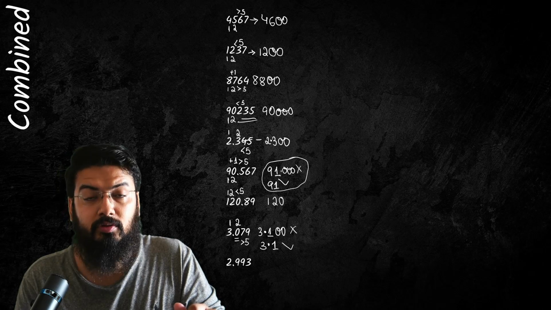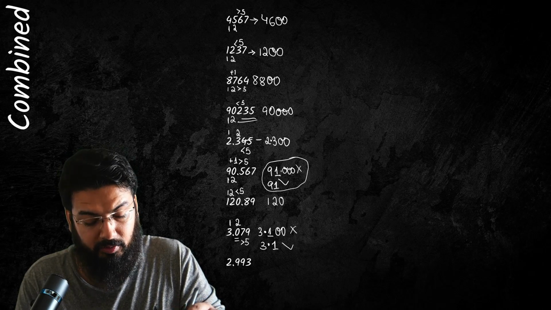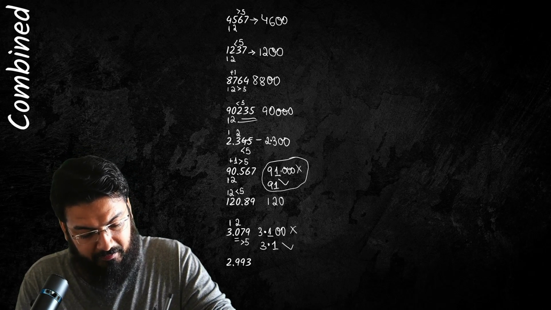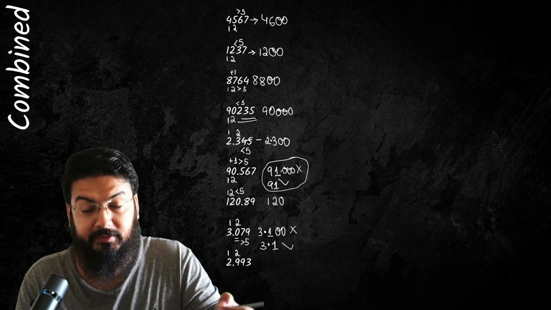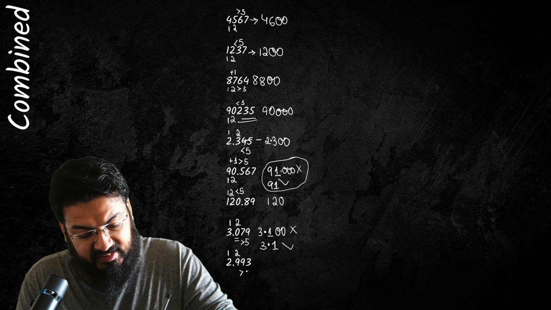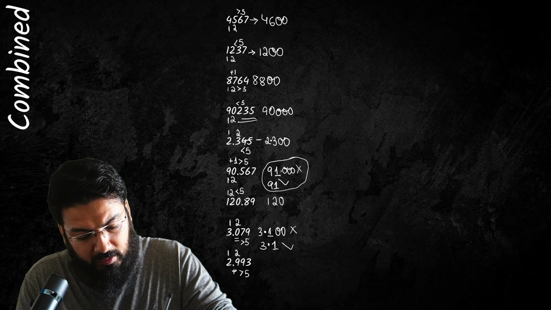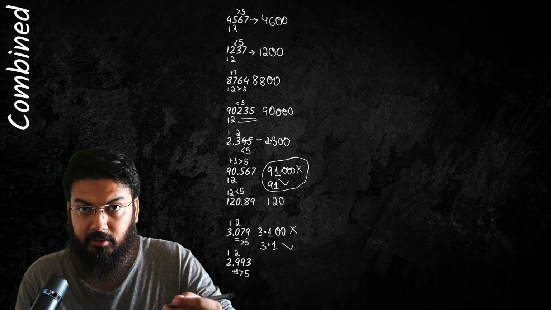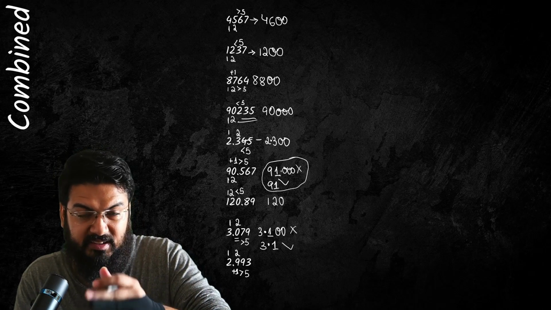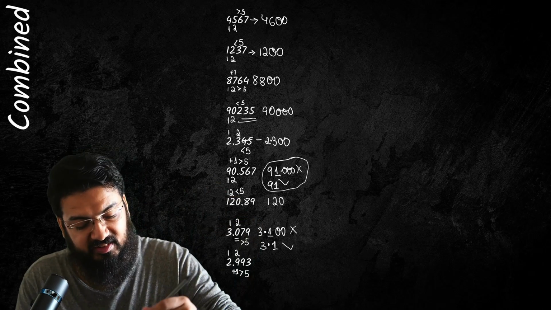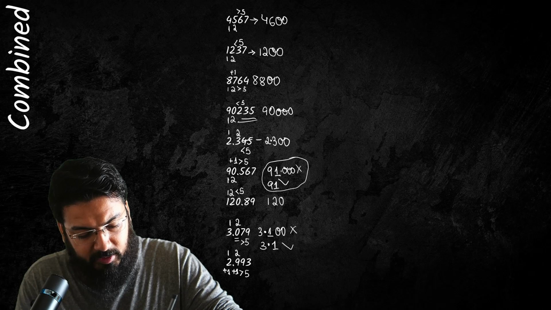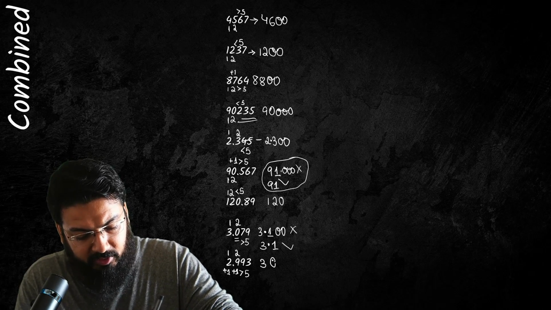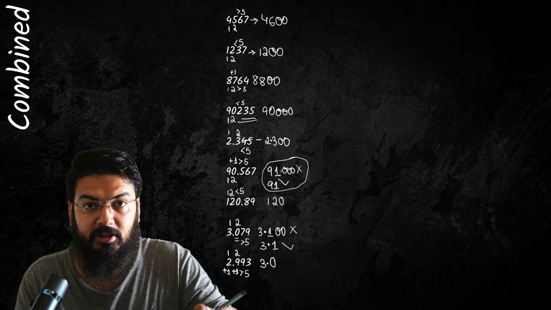Next, we have 2.993. So my first significant figure, my second significant figure. The next is greater than 5. So I'm going to add 1. If I add 1 to 9, it's going to become 0. All right. So it's going to become 10. So I carry the 1 to the next digit. So this right here is going to become plus 1 as well. So the 2 becomes 3. The 9 becomes the 0. And 3.0 is going to be the answer.